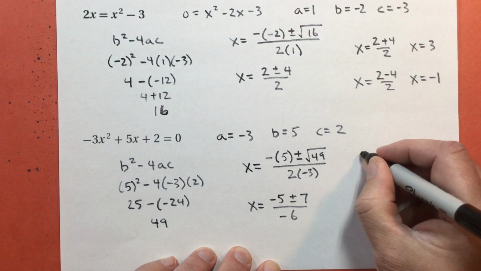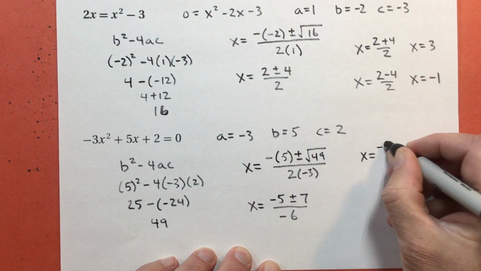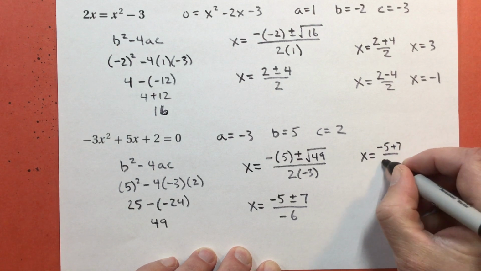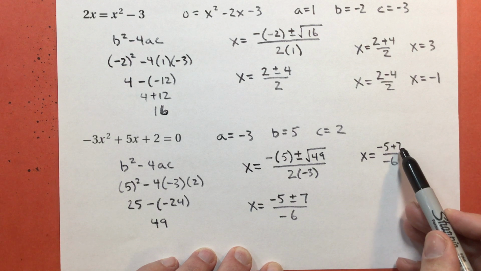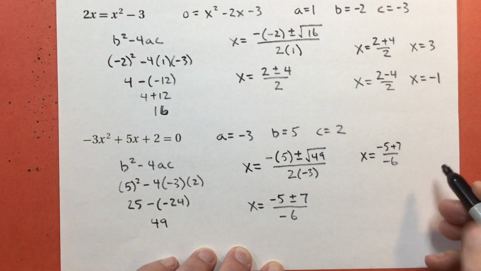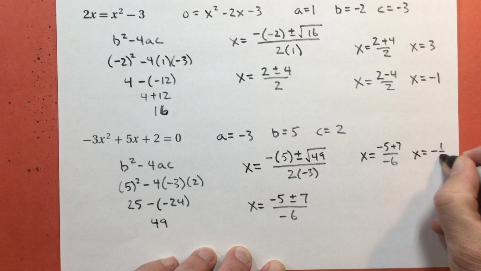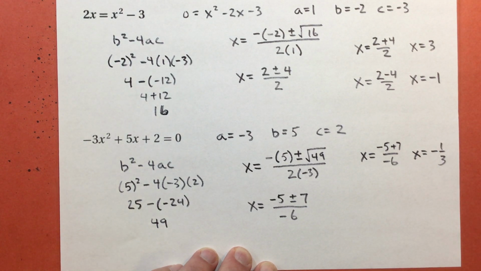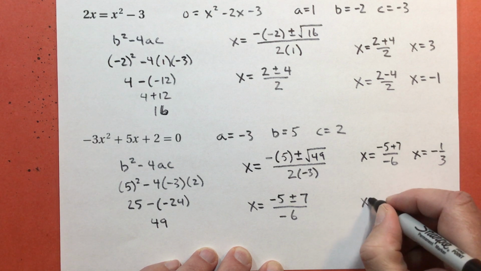And I'll come over here. Negative 5 plus 7 divided by negative 6. Negative 5 plus 7 is 2, and 2 divided by negative 6 reduces to negative 1/3. So there's one of my solutions.